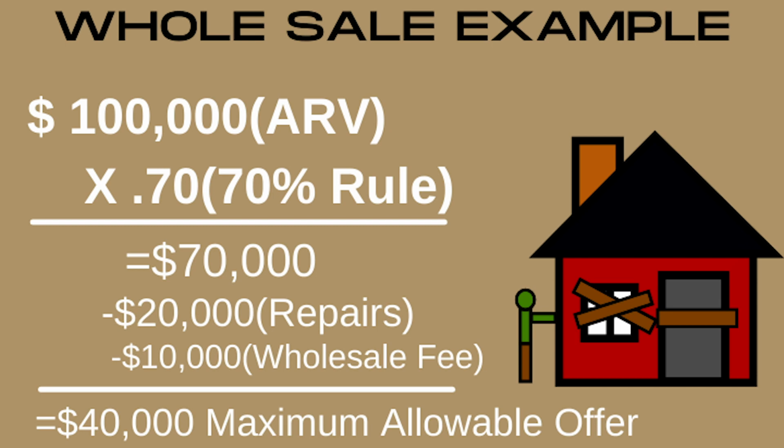When walking through this property, we notice that it needs $20,000 worth of repairs. So now we're at $50,000. If an investor finds this property, chances are they're going to get it at $50,000. But we as the wholesaler need to make money as well because we're connecting the seller as well as the end buyer to this property. So our fee is $10,000. We take that $50,000 and subtract our $10,000 fee, and it's $40,000. So now we know $40,000 is the maximum we can offer this seller for this property.